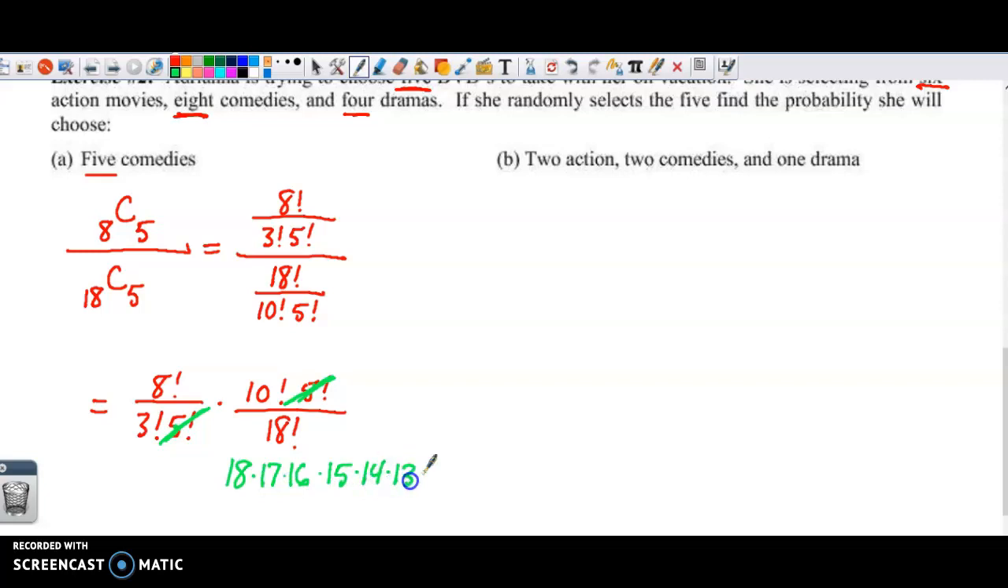14 times 13 times 12 times 11. Well, if I get down to 10 factorial, I could cancel that one out with this one. I don't know if rewriting 8 factorial would be, oops, I did that wrong. So this is probably one that using a calculator would be beneficial. I'll show you the answer key here shortly.